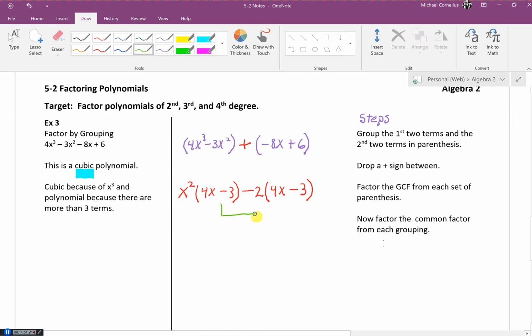These 2 factors right here match. In fact, they must match. If these guys don't match, then this thing is either done wrong or it's not going to factor. Okay? These guys have to match to go on to the last step.